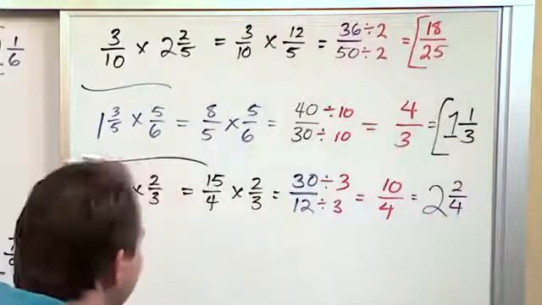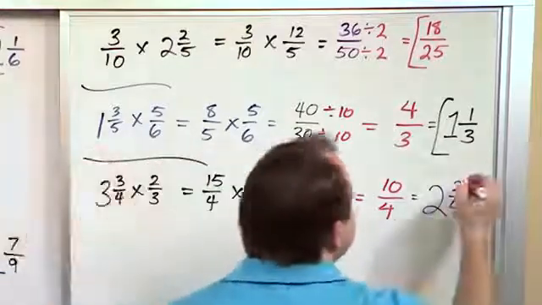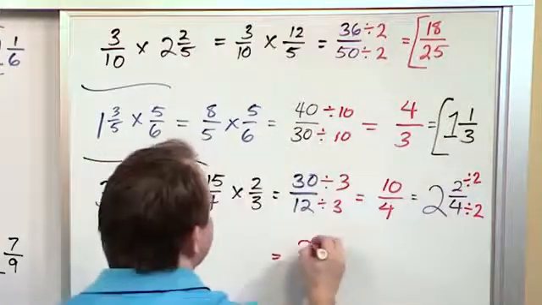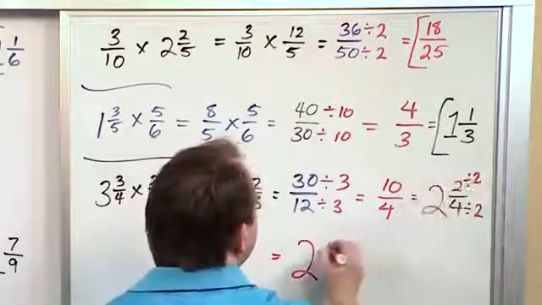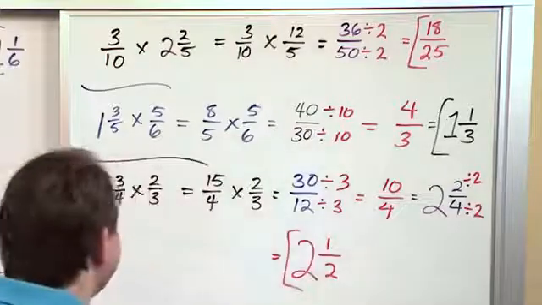And then I look at that again, and I say, wait a minute, 2 2/4, I can divide this top by 2 and this bottom by 2. And so what I'll get is 2 divided by 2 is 1, and 4 divided by 2 is 2. So the final answer is 2 1/2.